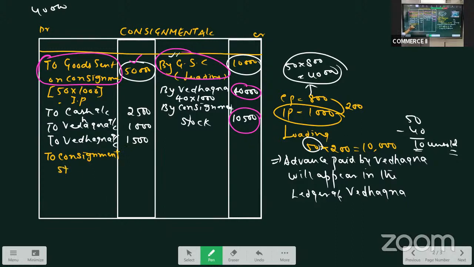Consignment stock reserve account. It is 2,000.